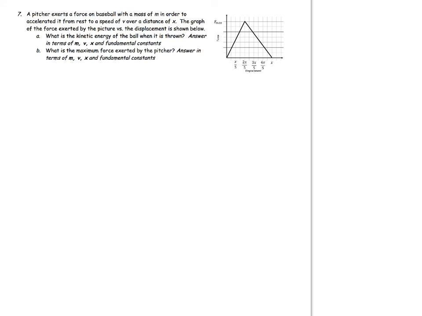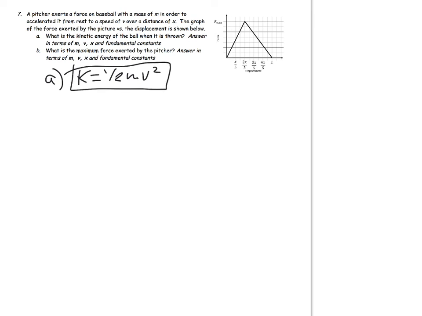Alright, for this next one, we have a pitcher exerting force on a baseball with a mass of m in order to accelerate it from rest to a speed of v over some distance x. And we have a graph here of the force exerted on the baseball by the pitcher as a function of position. Okay, so the first thing we want to do is determine what is the kinetic energy of the ball when it is thrown. That is simply going to be 1/2 mv squared. We're given the mass, we're given the velocity, so there is our answer there.